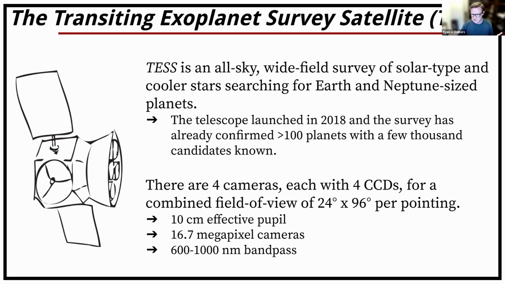This slide says 100 planets. I think it's over 500 now, with many, many thousands of candidates. So it's done a really good job finding planets. But again, this is a small telescope. It's about the size of a car, and the diameter of each one of the cameras is only 10 centimeters. And we have 4 of those. So it's a pretty small object.